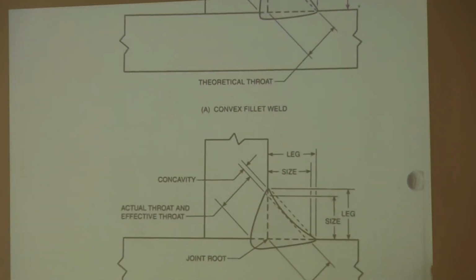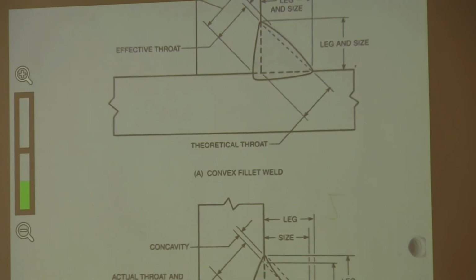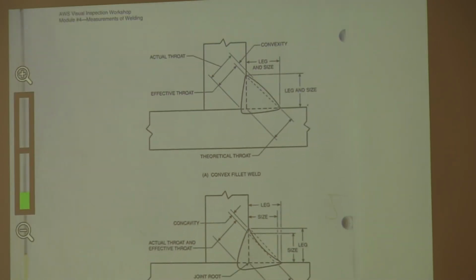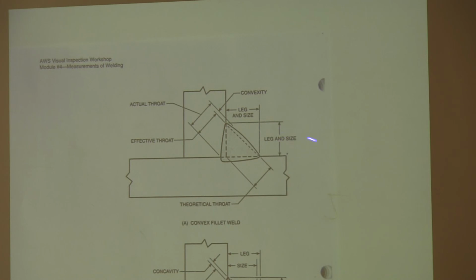And then the one that I use the most is the fillet weld gauge. On fillet welds, you always need to know the size. They're always going to tell you what the size of your fillet weld should be. And so the leg size is this dimension right here. So it's from here to here is the size of a fillet weld. And there's a gauge that can be used for measuring that. And here's a couple of pictures.